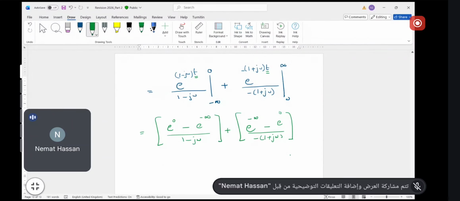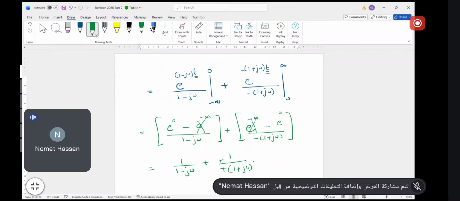E power minus infinity is what? 0. Any number to power minus infinity is 0. So this term is gone and this term is gone. E power 0 is 1. So 1 over 1 minus j omega plus minus 1 over minus 1 plus j omega. So these cancel each other out, right?